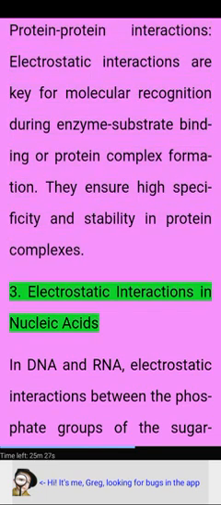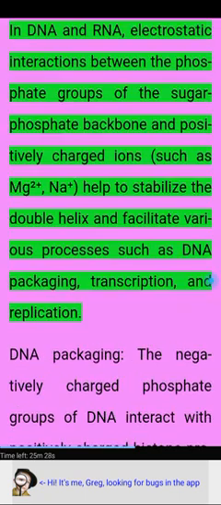3. Electrostatic interactions in nucleic acids. In DNA and RNA, electrostatic interactions between the phosphate groups of the sugar-phosphate backbone and positively charged ions, such as Mg²⁺, help to stabilize the double helix and facilitate various processes such as DNA packaging, transcription, and replication.